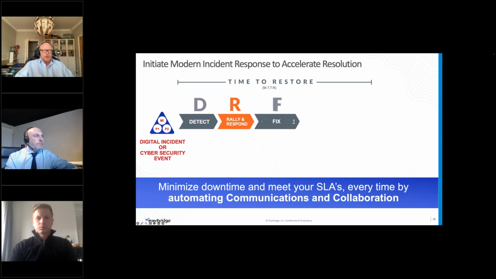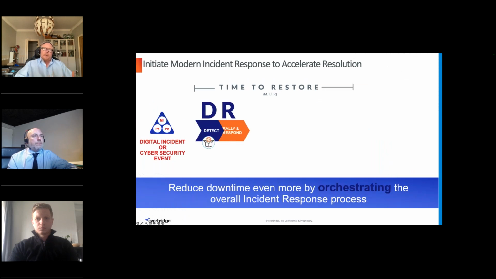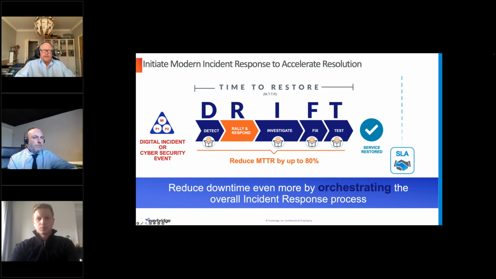So actually simply reducing that rally and respond time with automation technology for communicating and collaborating means that we have now achieved our service level agreement by reducing rally and respond from hours down to minutes. But actually by applying technology at every stage of this process, we can deliver a much quicker response through orchestration and automation at every one of these points.